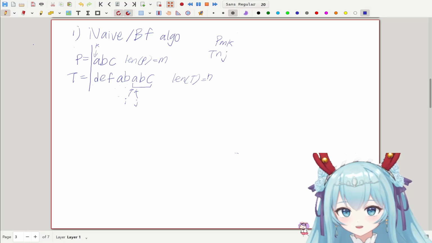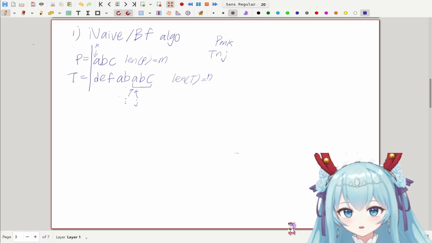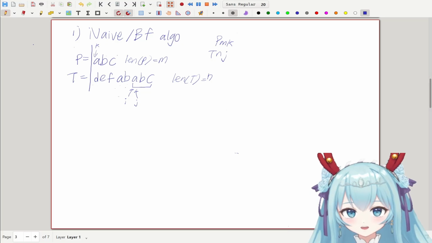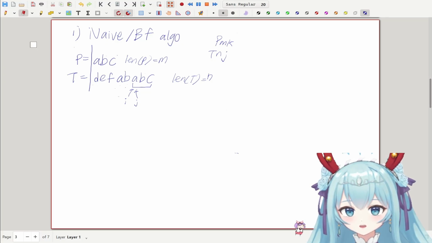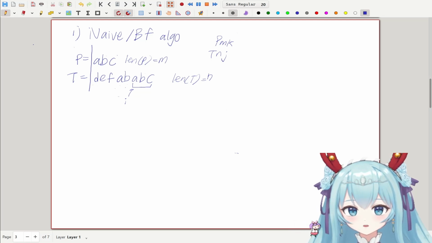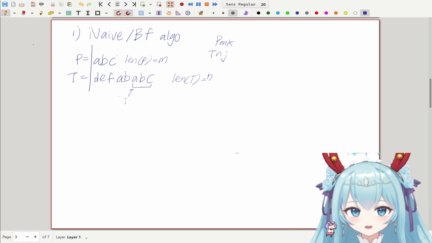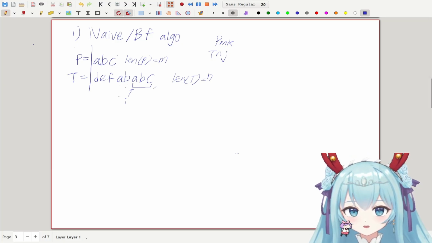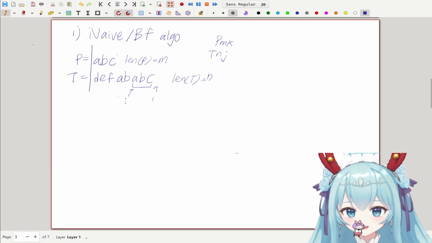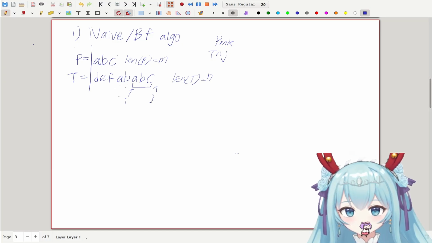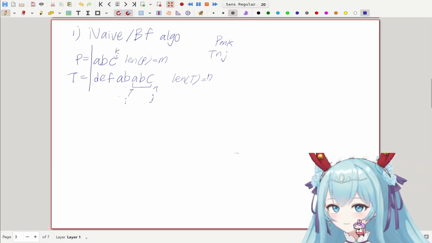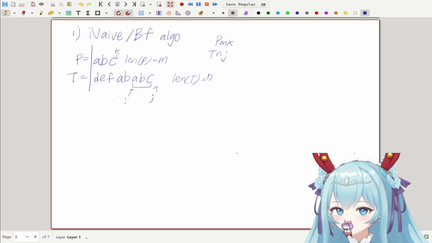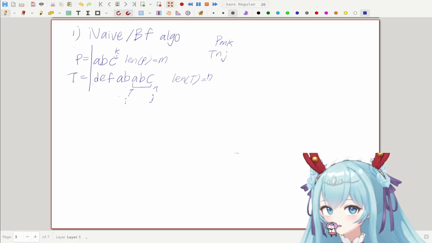Okay, so remember, k and j have the same character, so we increase them by 1. So it will be B versus B, it matches, C versus C, it matches. And remember, whenever the characters match, we increase, in this case, k and j by 1. So we end up having k over here and j over here. So this is when we can stop the algorithm, because there is a match.